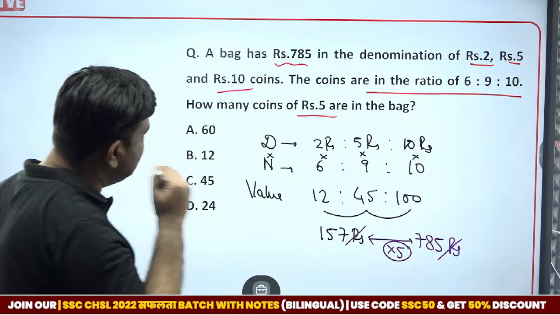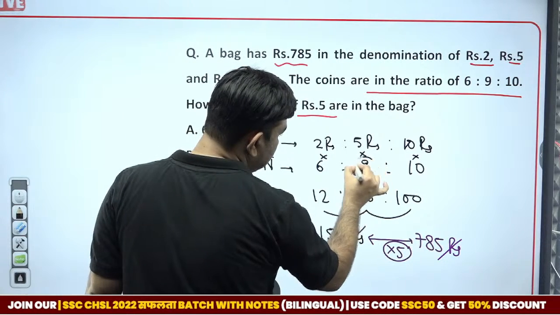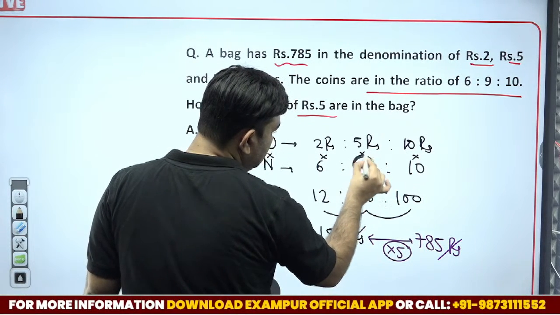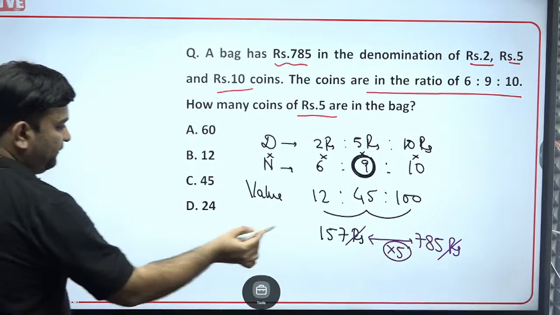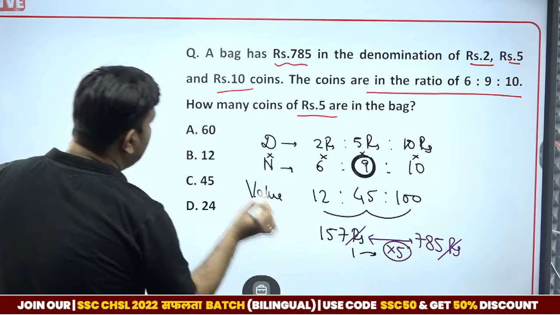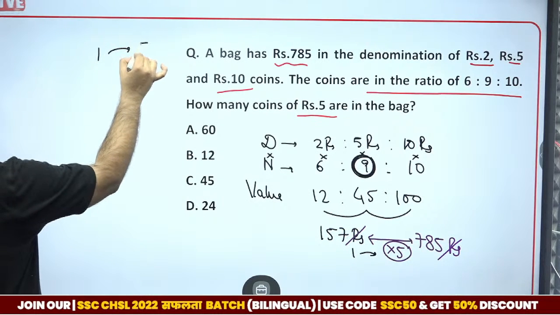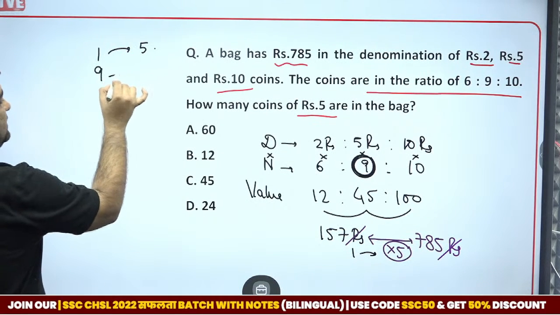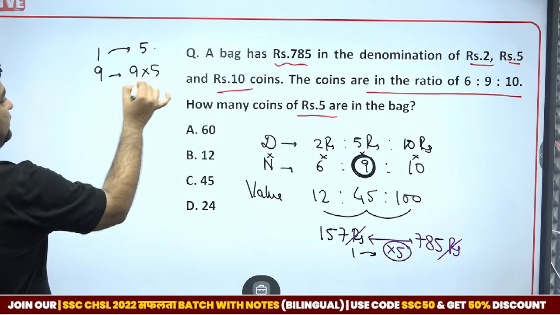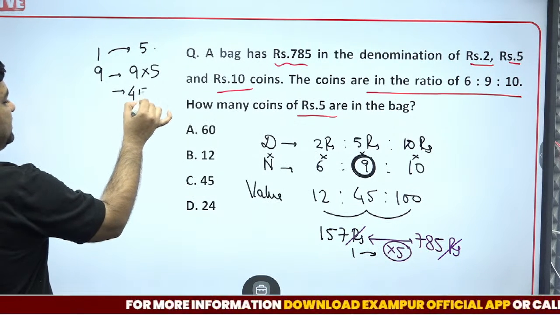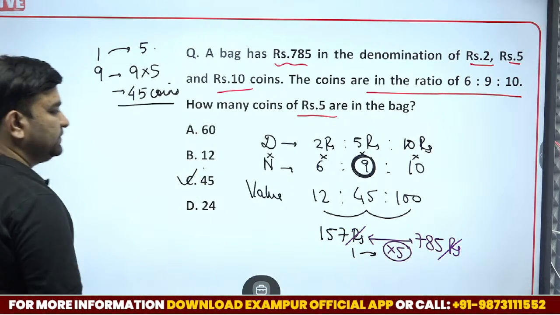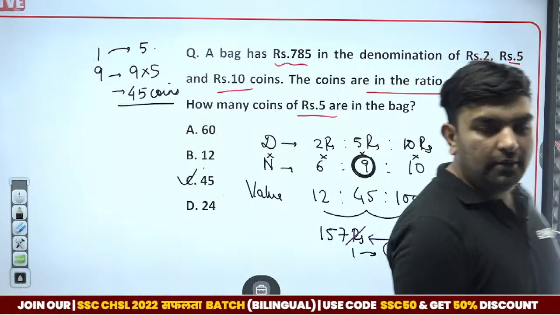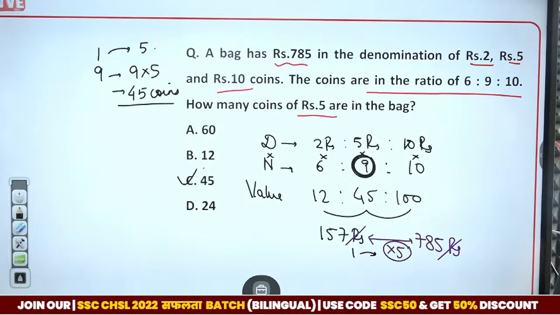How many 5 rupee coins are there? They are 9. So if 1 is equal to 5, then 9 is equal to 9 fives are 45. So 45 coins are there of 5 rupees.